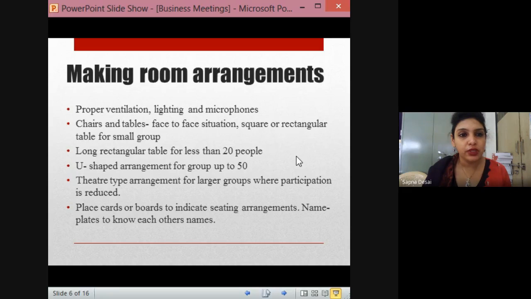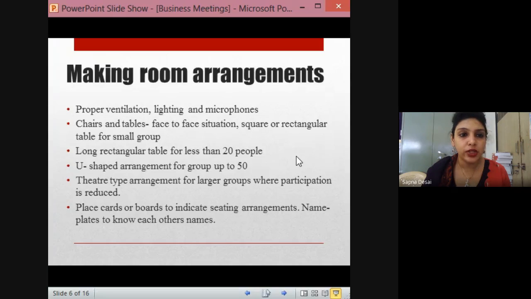Chairs and tables, face-to-face situation, square or rectangular table for a small group. Depending upon how many participants are there, we will make these kinds of physical arrangements. You can arrange a square table, a rectangular table, a round table, or an oval table. All these things depend on how many participants are going to be there. You have to arrange the chairs and tables in a comfortable manner, so that the participants are able to listen to one another, see one another, and communicate face to face.